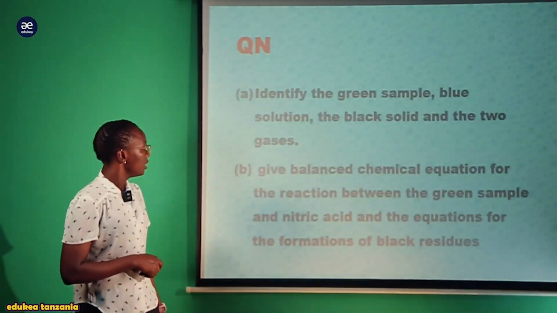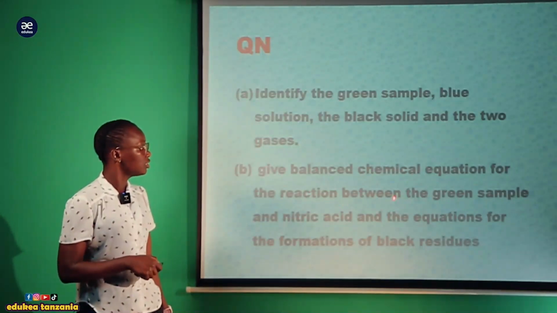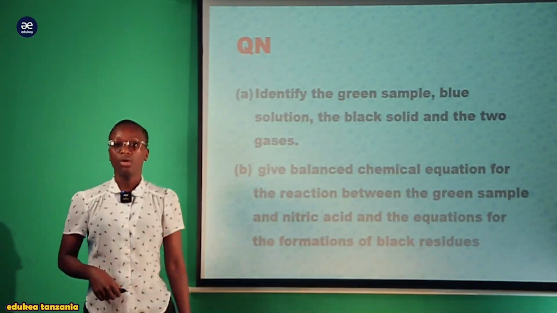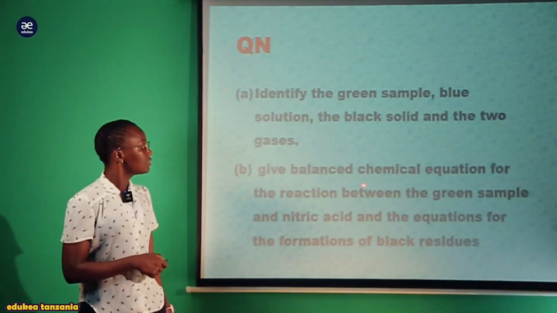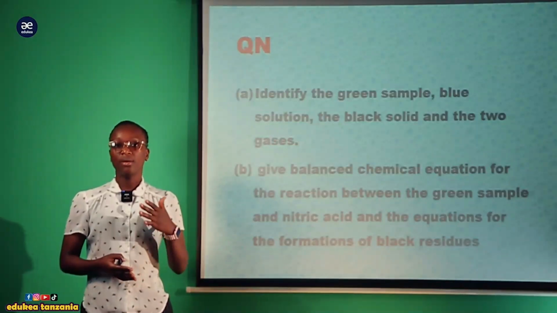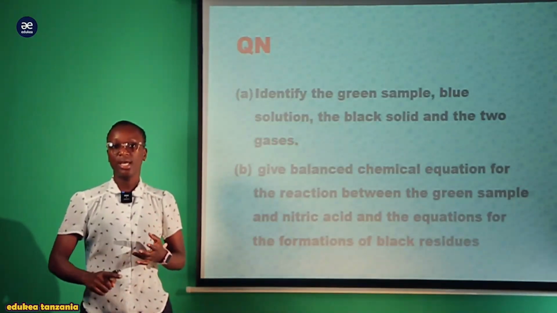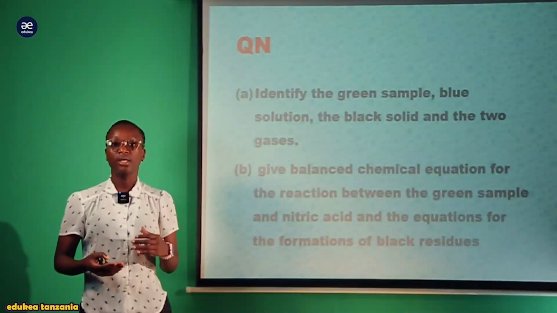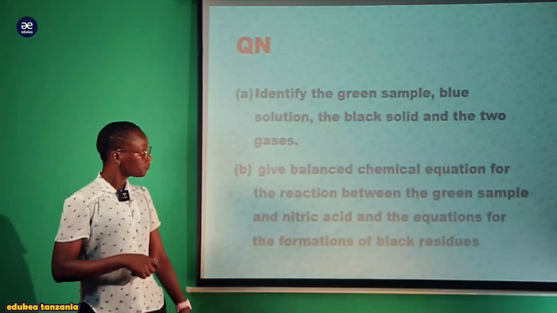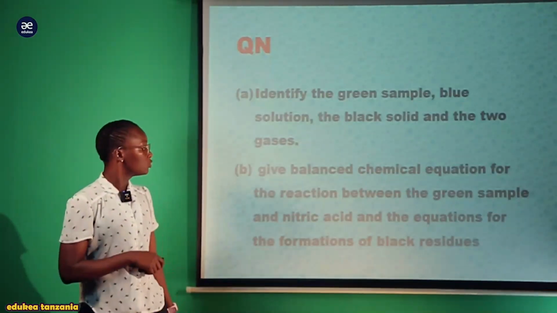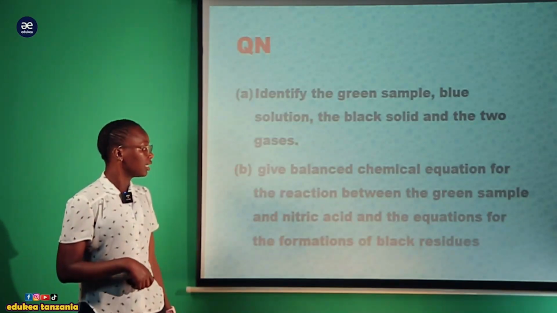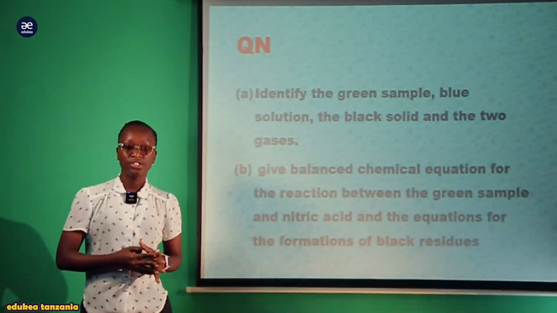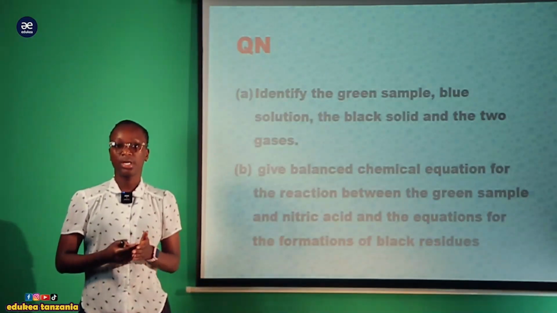That is part A. Part B, it is said that give balanced chemical equation for the reaction between the green sample and the nitric acid, and the equation for the formation of black residue. You have to show the reaction, balanced chemical equation. Lazima iwe balanced chemical equation. Na hiyo balanced chemical equation simply utaonyesha their status, their mole ratios and so forth. Kwa hiyo utahakikisha kwamba katika reactant side na product side it is balanced. That's why tunazungumzia kuhusiana na balanced chemical equation. So mwanafunzi anatakiwa aonyeshe hiyo balanced chemical equation between this green sample and nitric acid, lakini equation for the formation of black residue. Hizo black residues zilizokuwa formed ilikuwa ni kitu gani? Na unatakiwa uonyeshe zile balanced chemical equation au hizo reactions zilizotake place.